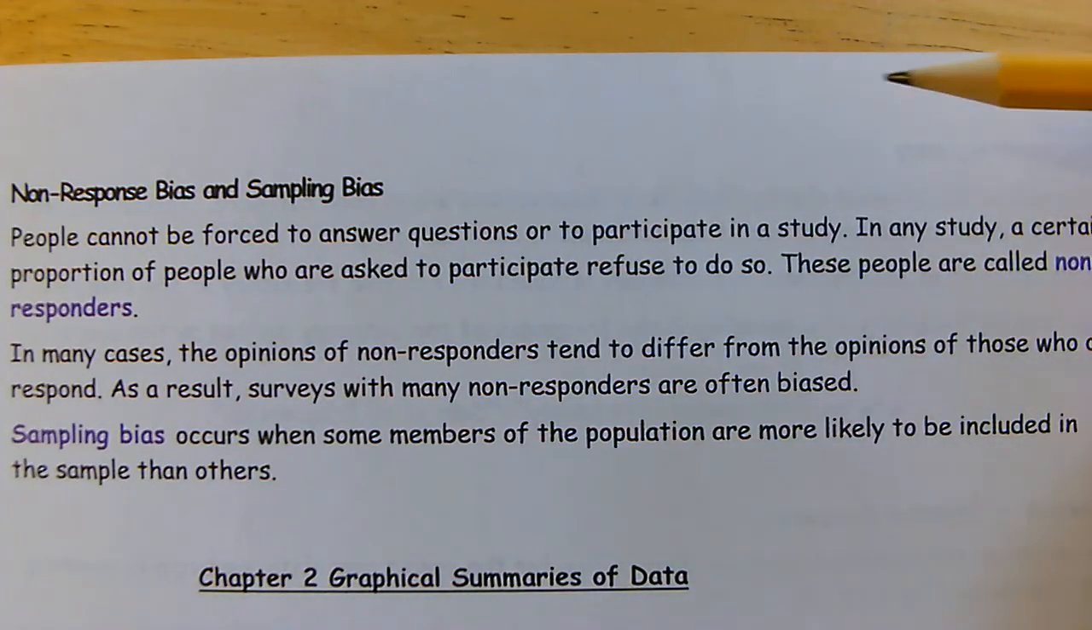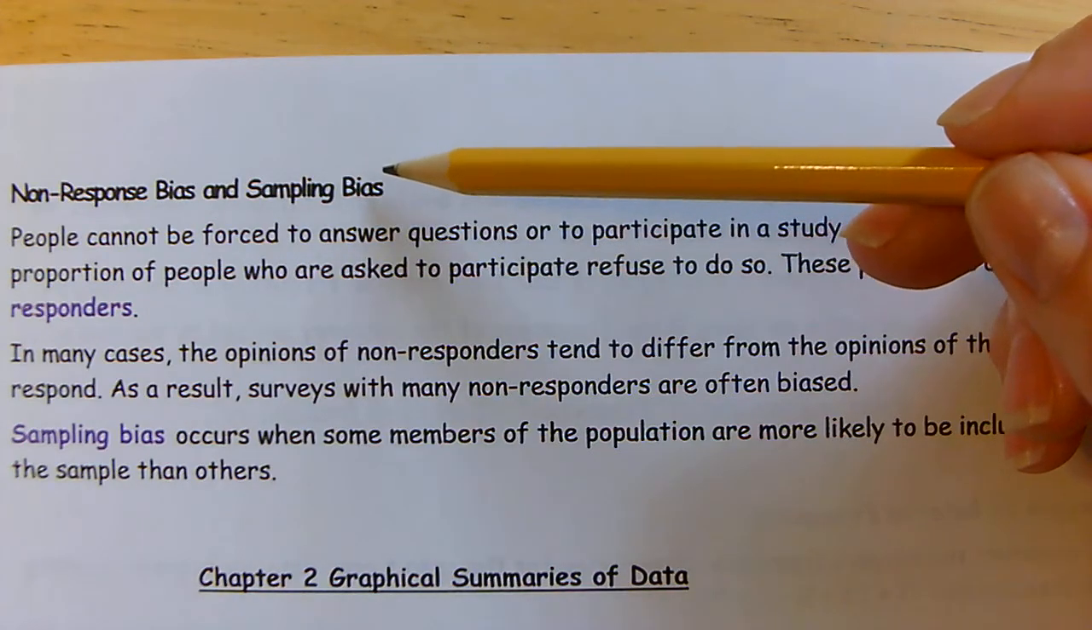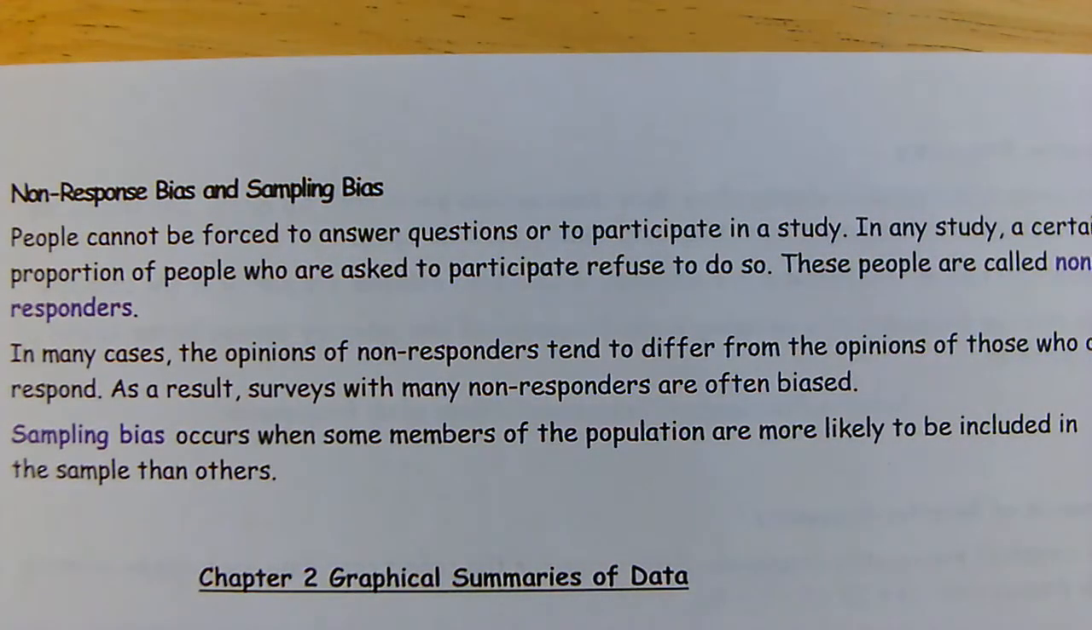Non-response bias or sampling bias. People cannot be forced to answer questions or participate in a survey. In a study, a certain portion of the people who are asked to participate refuse to do so. These people are called non-responders. In many cases, the opinions of non-responders tend to differ from the opinions of those who do respond. As a result, surveys with many non-responders are often biased.